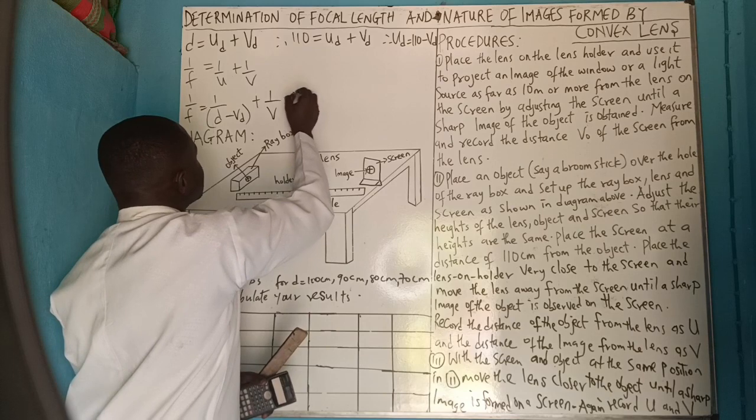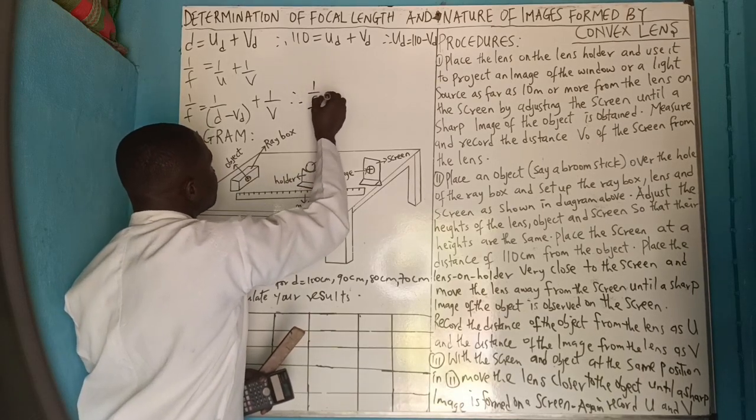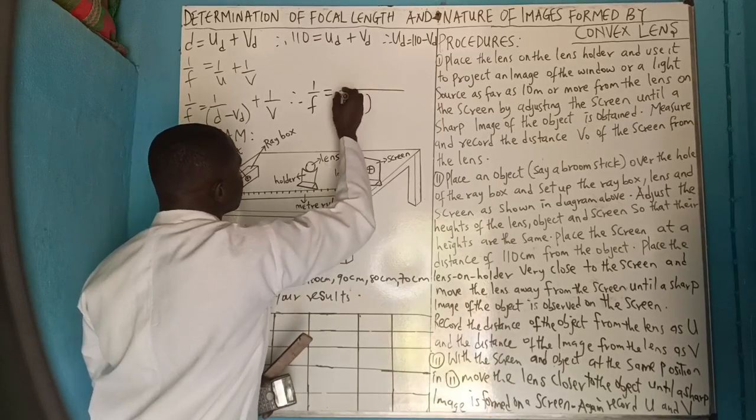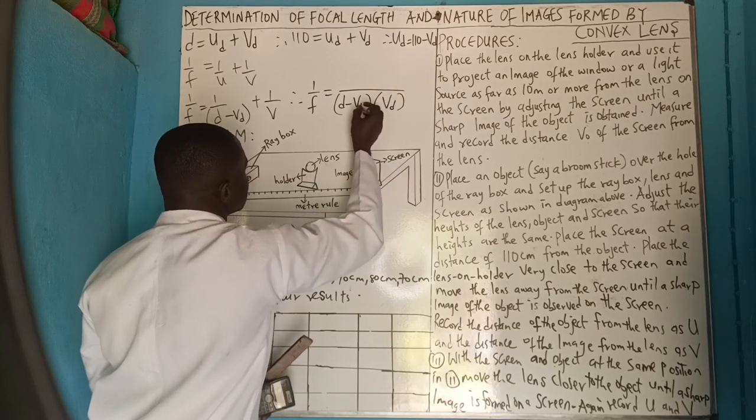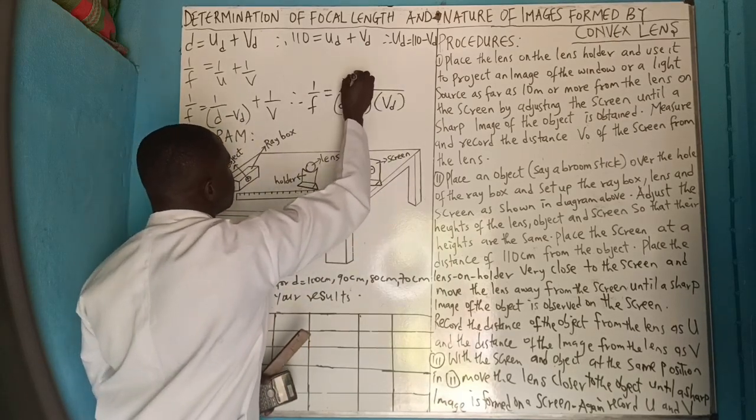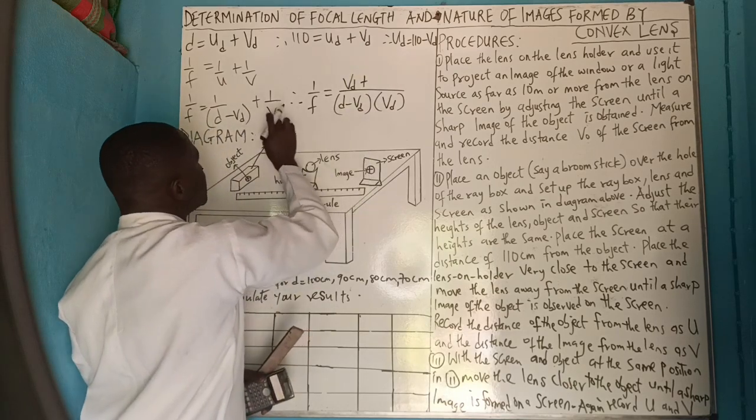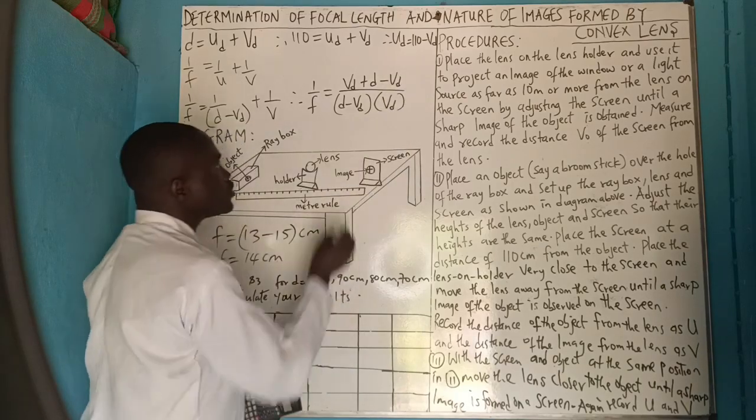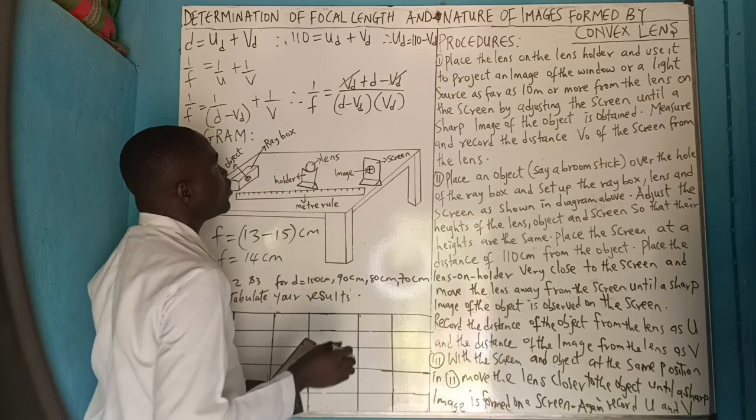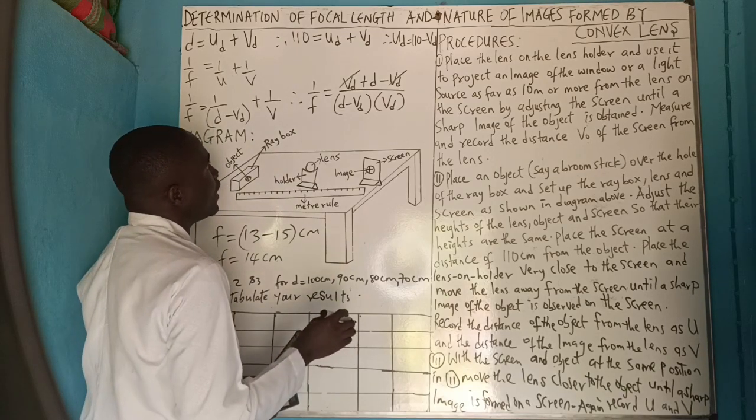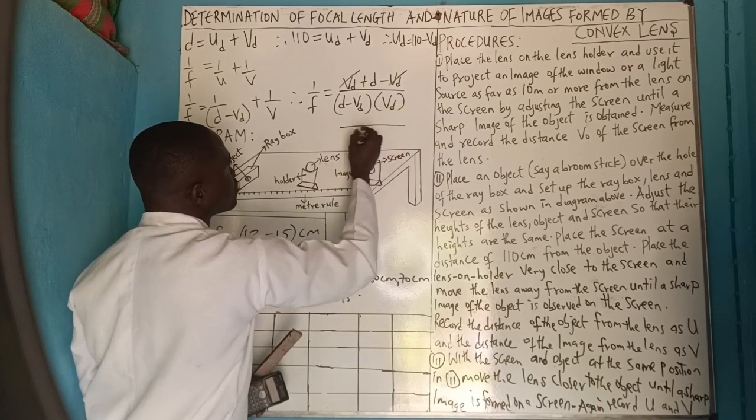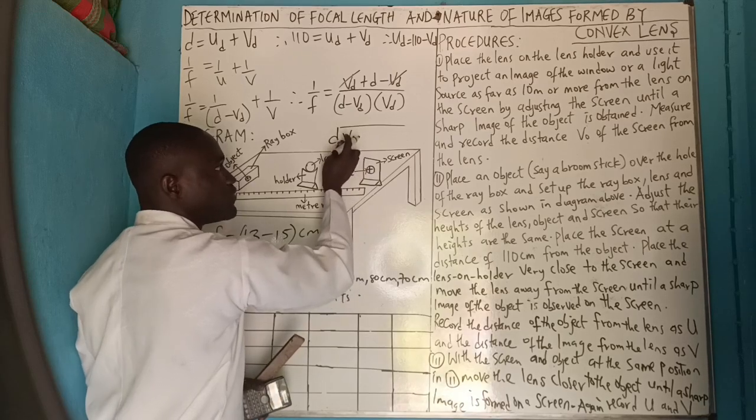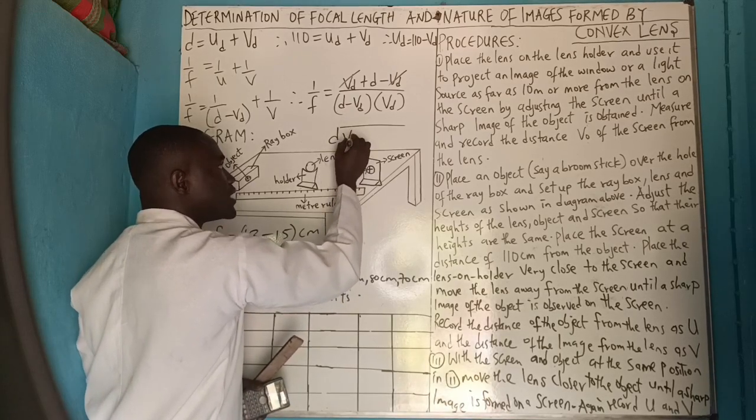you'll be having that 1 over F is equal to D minus VD and VD. This divide this will give me VD plus this divide this will give me D minus VD. And so this will cancel this, leaving you with D only, right? So this times this will be VD times VD. This VD means image distance.